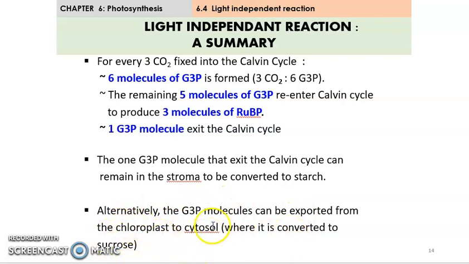is converted to sucrose. Okay, so remember, dekat sini dia tulis short form. Tapi awak tak boleh tulis short form lah. Awak mesti kena tahu nama panjang dia. So G3P tu maksudnya adalah glyceraldehyde 3-phosphate.